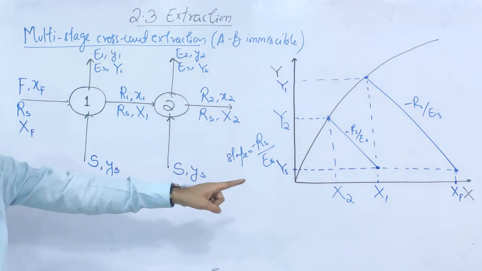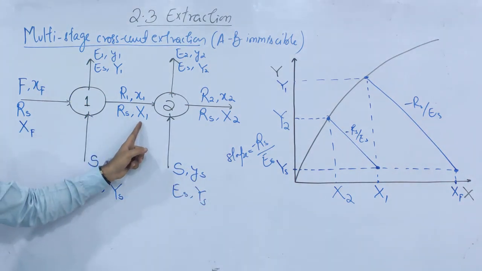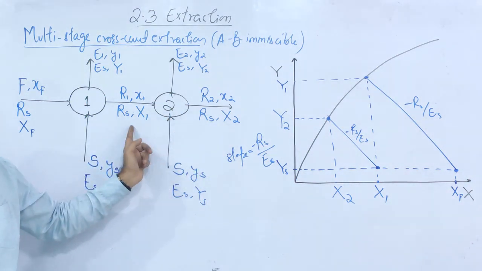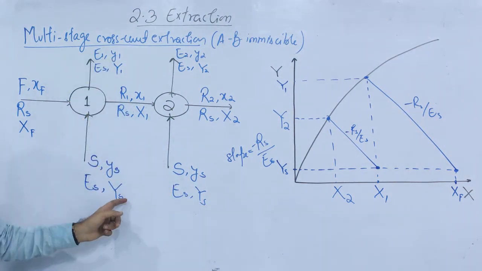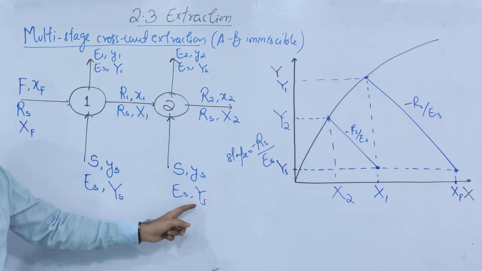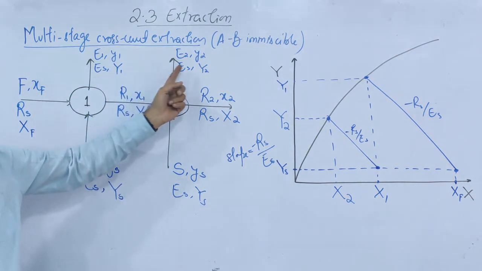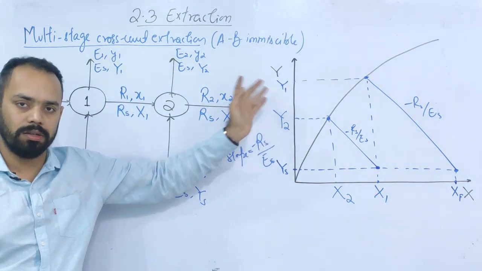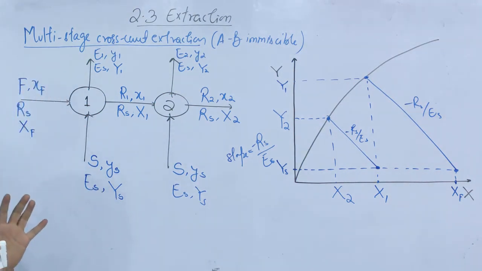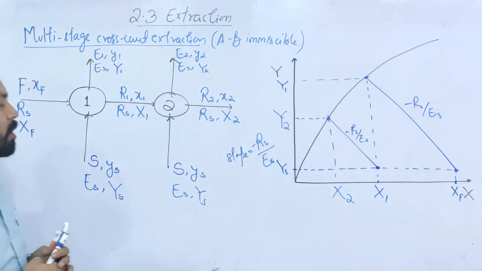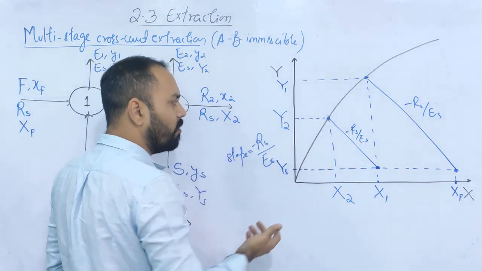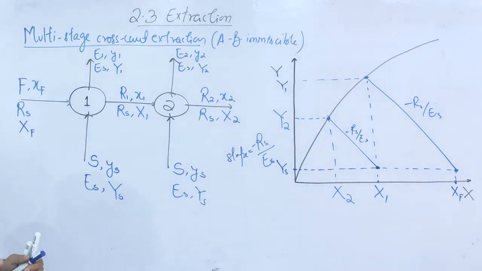xf is highest. Then x1 is less than xf and then x2 is less than x1. ys is the same, y1 is more than ys, y2 is more than ys. But what is the relation between y1 and y2? That you can see clearly here. Now numerical problems are asked in this kind of case. For that particular case, the equilibrium curve is also given as a linear one.